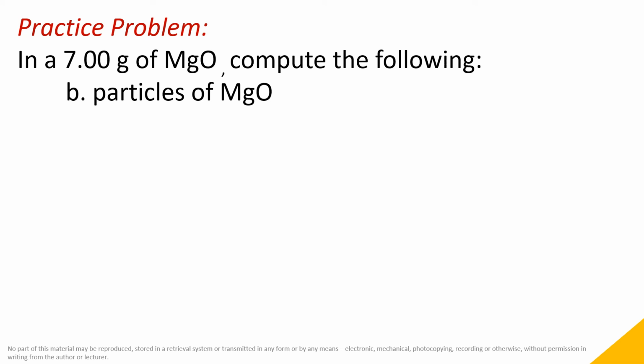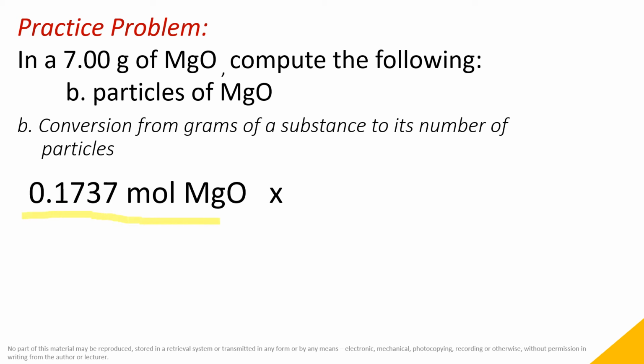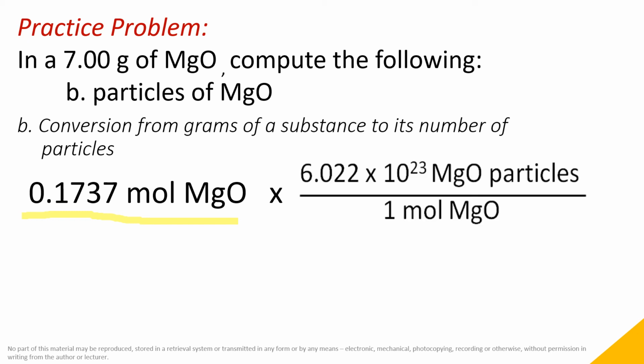How many particles of magnesium oxide are there in 7 grams of magnesium oxide? We have to convert from grams of a substance to its number of particles. And in order for us to do that, we're going to write the number of moles that we have calculated earlier. So that is 0.1737 moles of magnesium oxide multiplied to the Avogadro's number, in which it states that in every 1 mole, there are 6.022 times 10 raised to 23rd power particles.